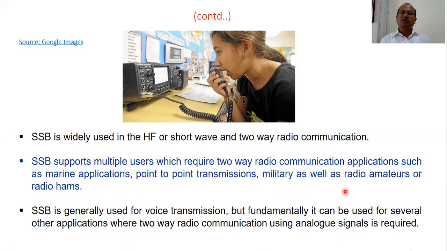as well as radio amateurs, which are also called radio hams. Radio ham is shown in the diagram, and this radio ham is a communication connecting one point to another point. For this high frequency communication, SSB can be used because of the lesser bandwidth required. If only one sideband is going, how much bandwidth will be required? Half bandwidth will be required.